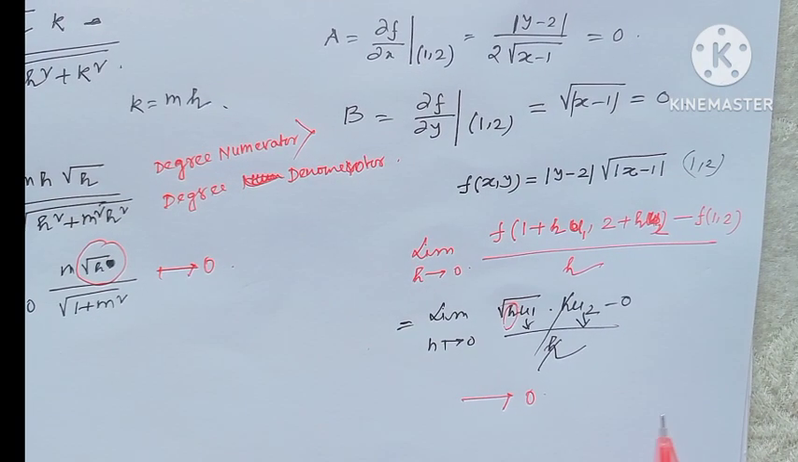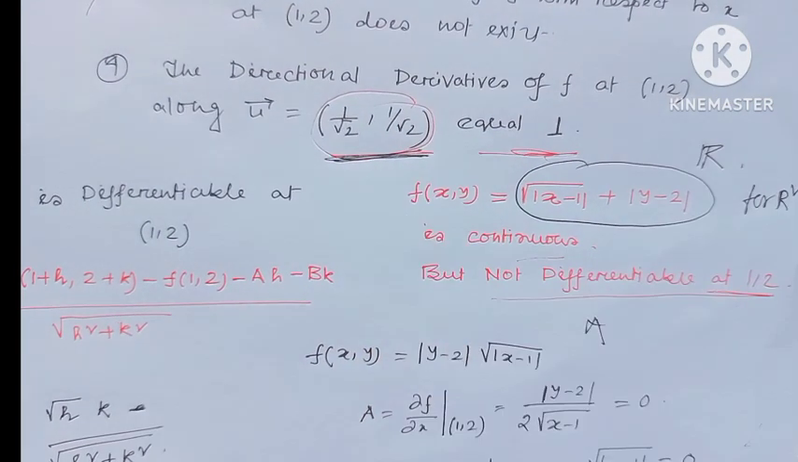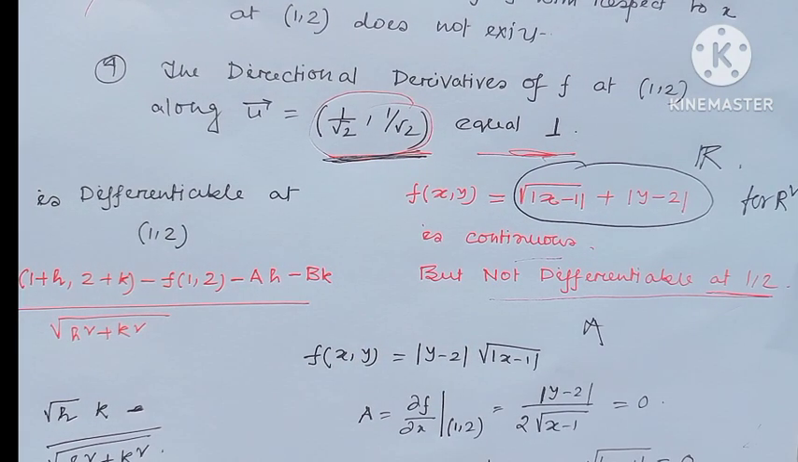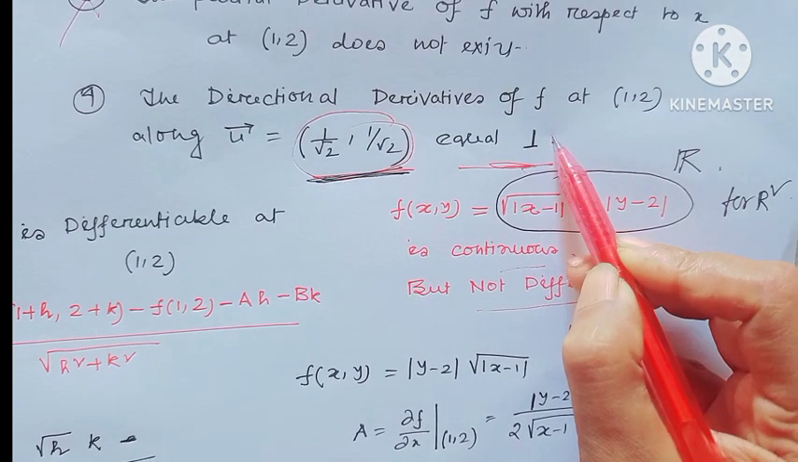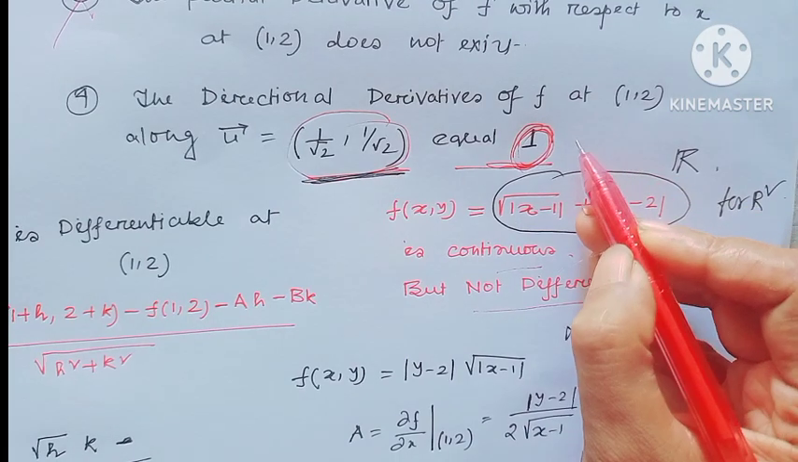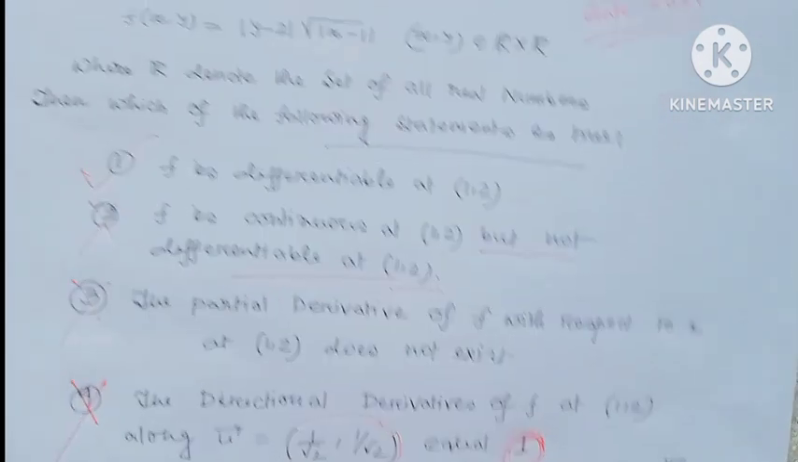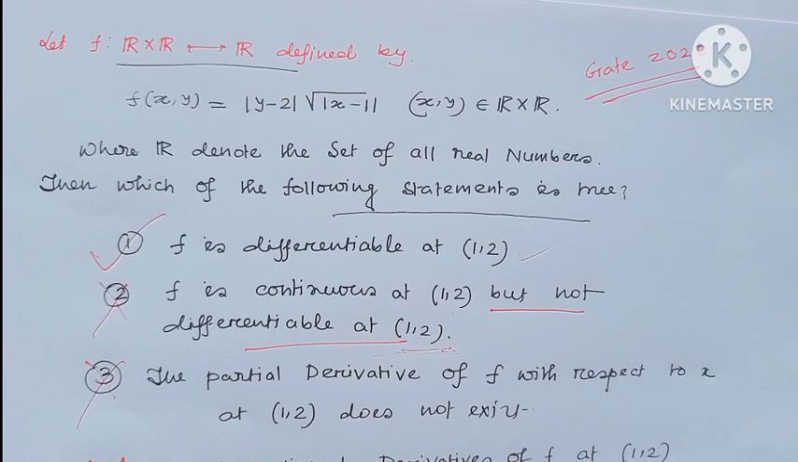So in any direction, not only for this particular direction, the directional derivative tends to 0, but here it has been indicated to be equal to 1. So this is the wrong option. This value would be 0. So option 4 is also a wrong option. I hope all my viewers have understood this clearly.